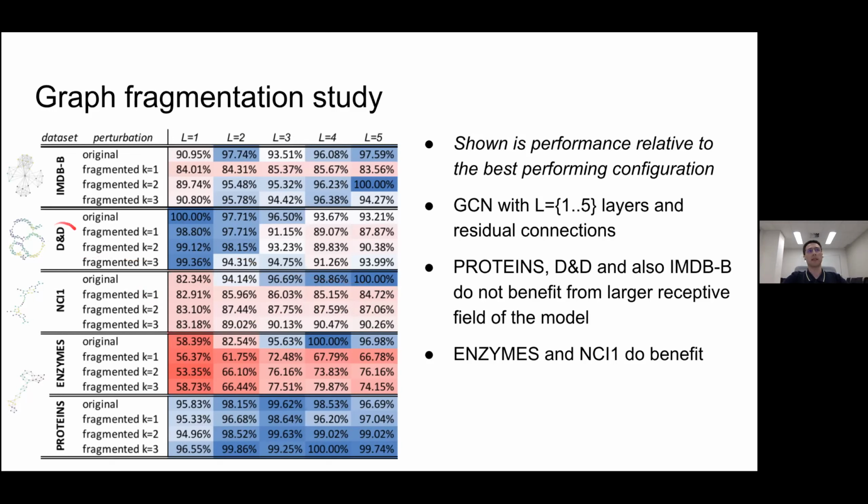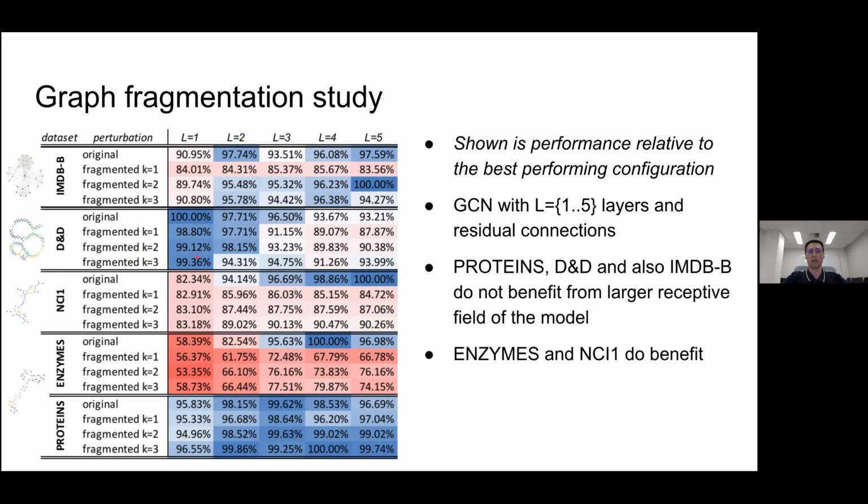Let's say the D&D data set, which also has large graphs of proteins, but actually the best performing model is just a single layer graph convnet. And with more layers, we are not really improving the performance. It actually drops. And also, if we fragment the graph, we are not seeing any major drop in the performance.